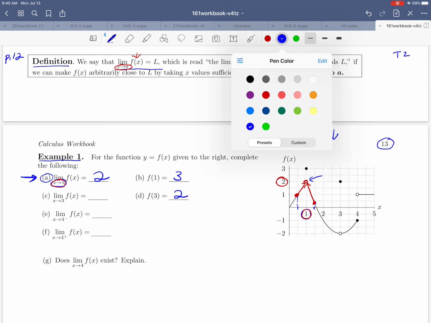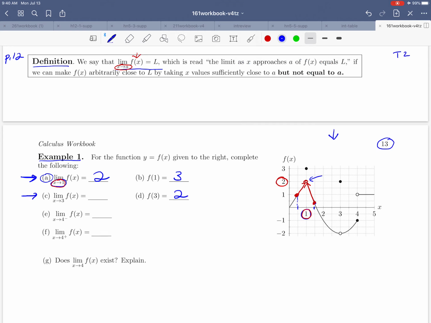Okay, so let's do that same thing with part C. This is asking us for the limit as x approaches 3 of f of x. So x equals 3 is here. And we'll do the same thing that we did before. We're going to pick a number that's close to 3, maybe 2.5. And there's the point on the function. And which way would we have to slide if we want x to approach 3? Well, we'd have to slide to the right, which would take us this way.